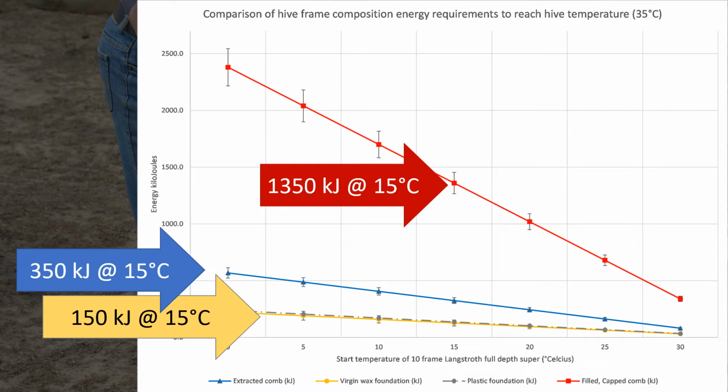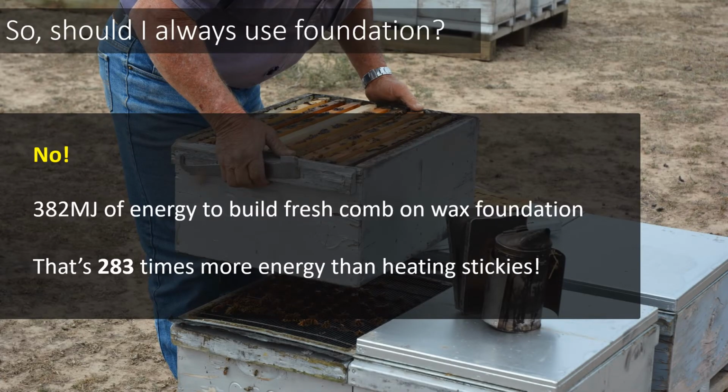Now, one of the questions you might have in your minds at this moment is, if it takes more than twice the amount of energy to heat up stickies as it does to heat up foundation, should I always be putting foundation in? And the answer to this is a resounding no. That's because the energy required to build out the wax foundation to proper comb structure is around 382 megajoules of energy. It's absolutely huge. And basically that's 283 times more energy than it would need to heat up those stickies.